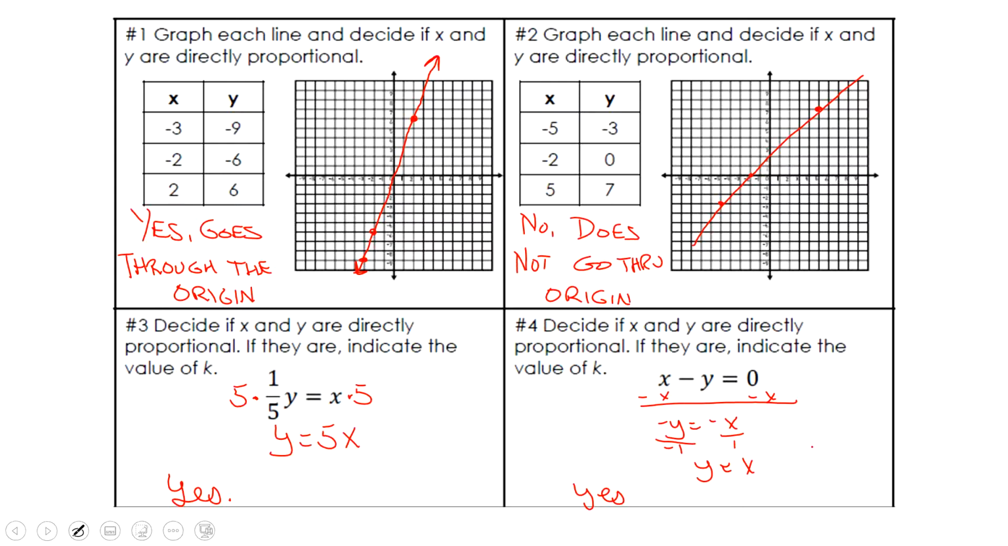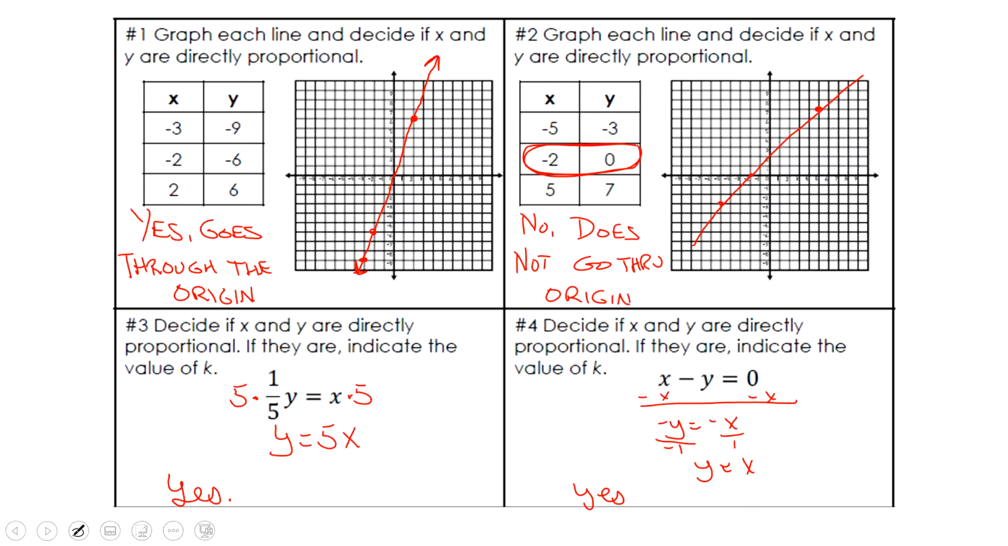The second one did not go through the origin. I can see on the middle point here, -2, 0. So when my y value is 0, my x value is not 0, it's -2. So that tells me it's not going through the origin. So that graph there is not directly proportional. We're adding some value to it.